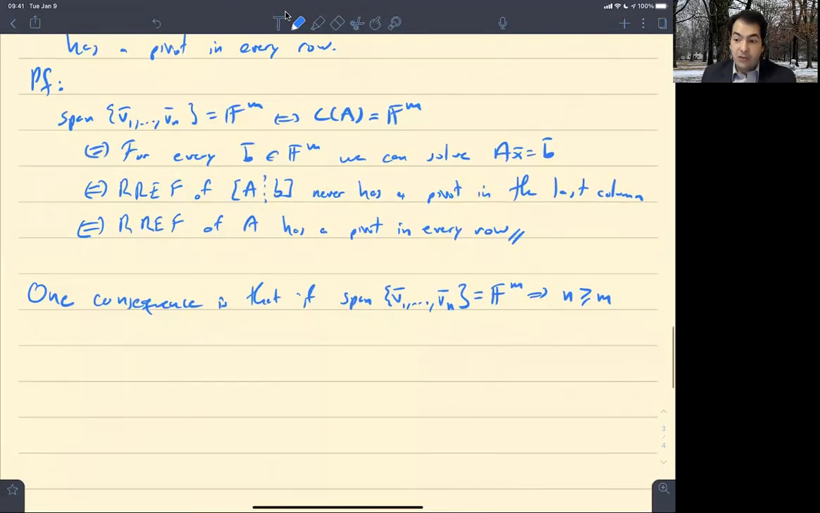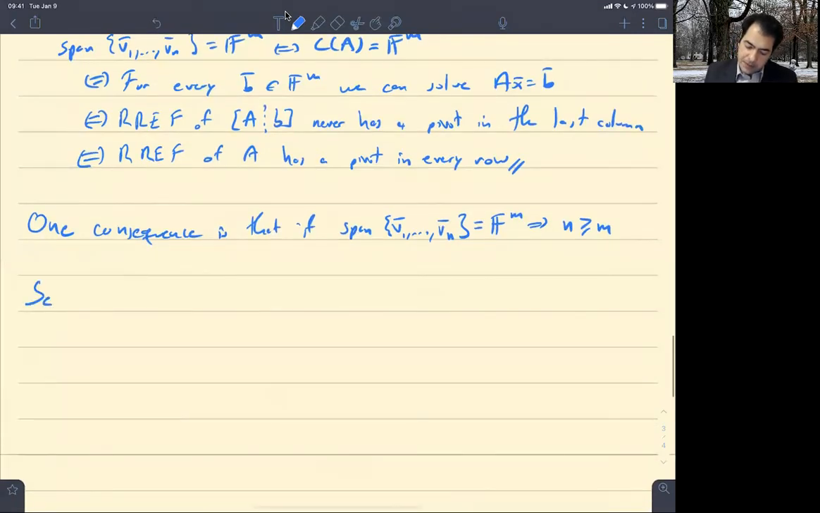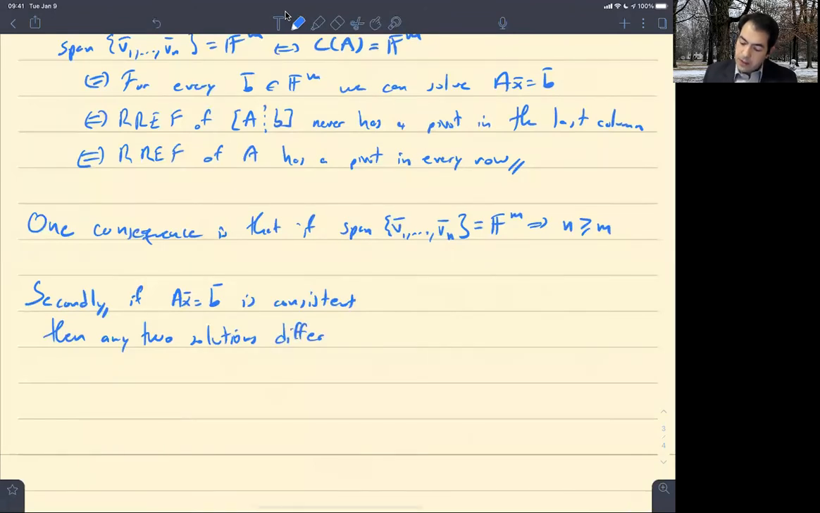Now, that was information about the B. Now, what do we know about the X? Secondly, if AX equal to B is consistent, so that means that there is a solution, then any 2 solutions differ by an element of the kernel of A, which, as I mentioned, is the same as the kernel of the linear map multiplication by A. So this would be all of the vectors so that A times V is equal to 0.